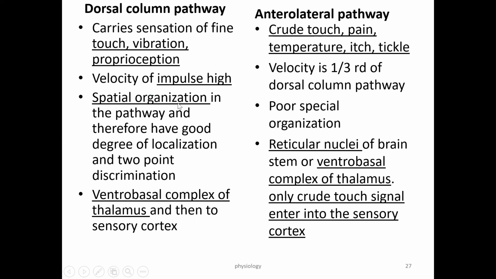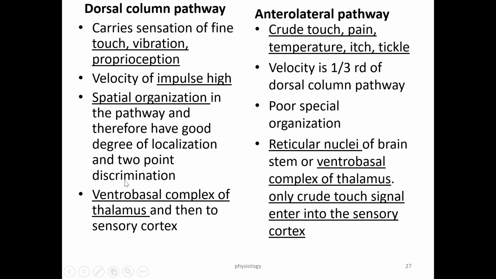Spatial organization: that's why the dorsal column pathway is very important for localization and for two-point discrimination sensation. I will describe in the practical hours what is meant by two-point discrimination. It is the ability to identify two points as separate with the help of one instrument, which we are going to see in the applied part also. While in the anterolateral pathway, there is poor spatial organization.